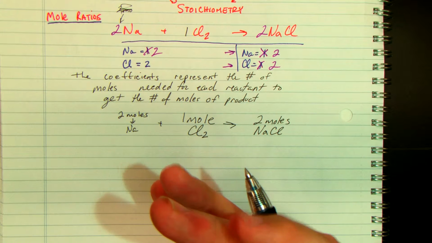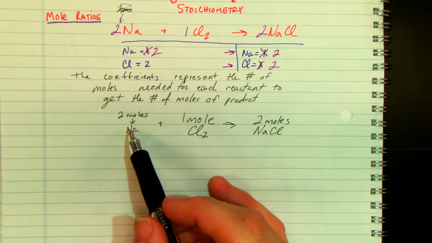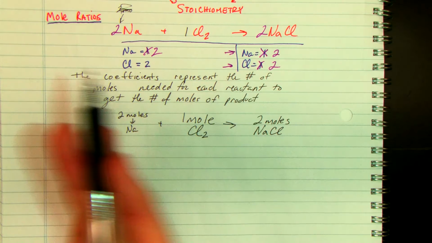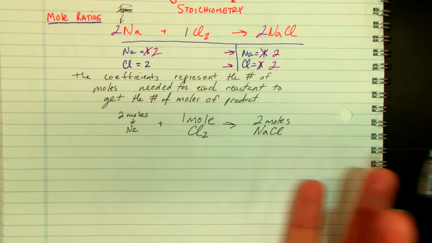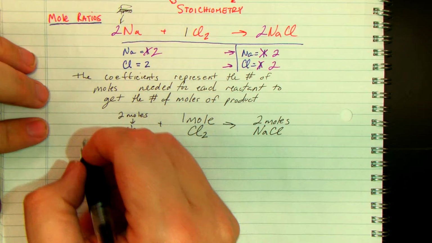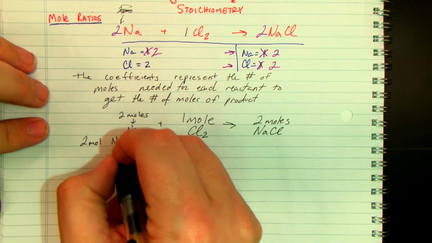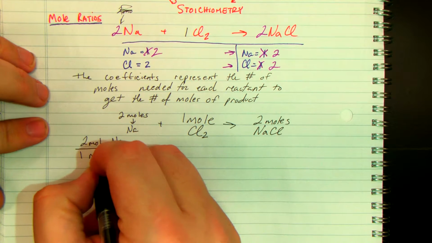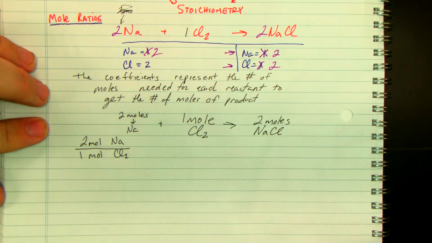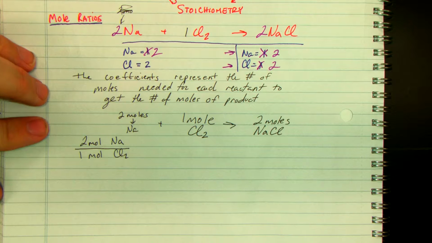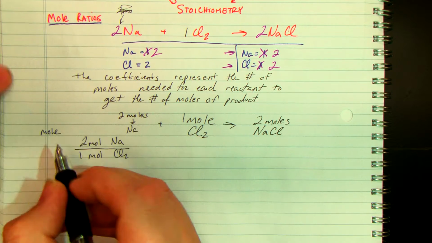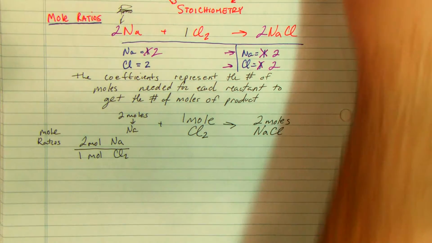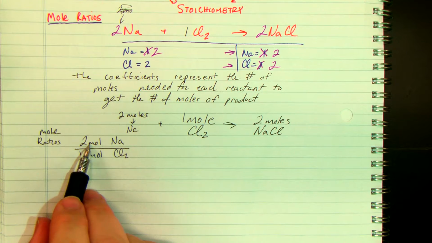So if I gave you, for example, the amount of sodium or the amount of chlorine, we can actually go and work through these because we can convert all these moles. So you can come up with 2 moles of sodium over 1 mole of Cl2. That's a conversion factor that you can have. These are the mole ratios. So you can get 2 moles of sodium to 1 mole of chlorine.